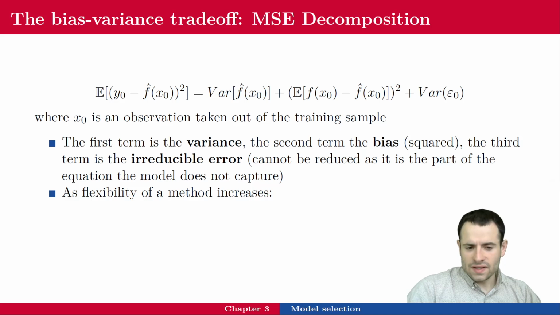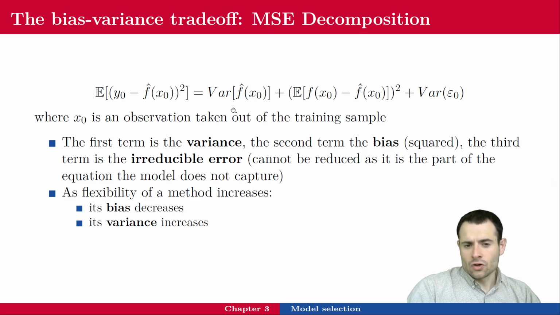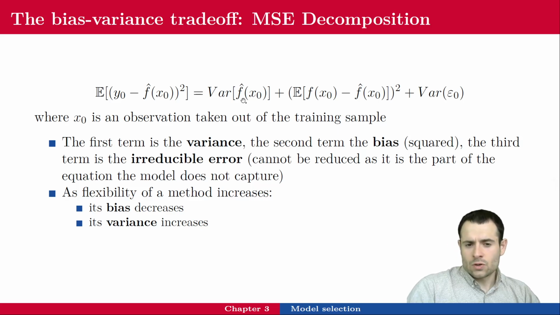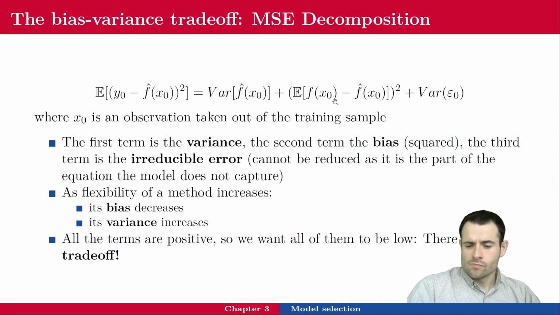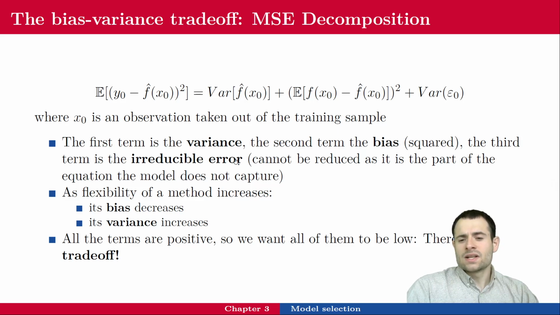Now, as the flexibility of a method increases, the bias, as I said, is going to decrease. F hat is going to be closer and closer to the real f, and the bias will decrease. On the other hand, if you increase the flexibility, this first term, the variance of f hat, will increase. So when one of them increases, the other one decreases. Since all the terms are positive, we want all of them to be low. We cannot just try to decrease one because it means that the other is going to be very high.